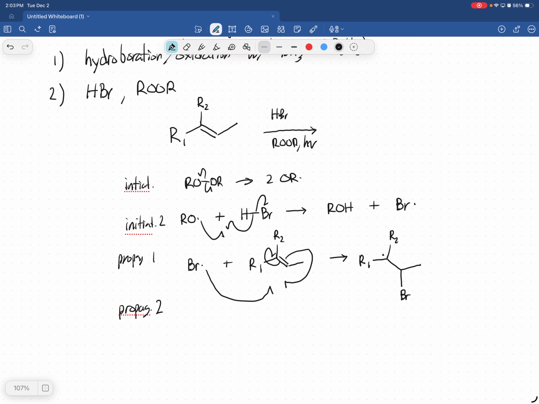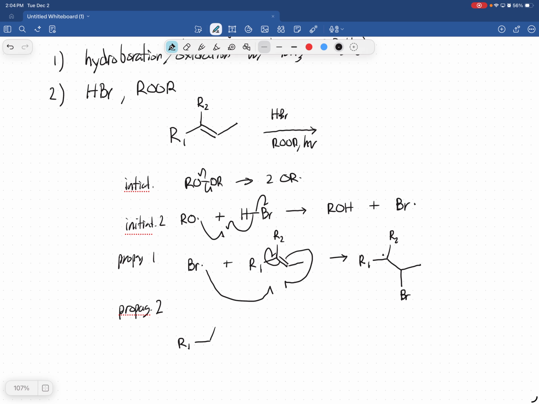Close, not the OR. I don't think it's the OR. No, okay. So let's think about it. We're going to generate a new radical. So what's the easiest bond to break? Another HBr molecule or ROH? Yeah, HBr. That's the longest bond, right? Good. So this one is going to attack.